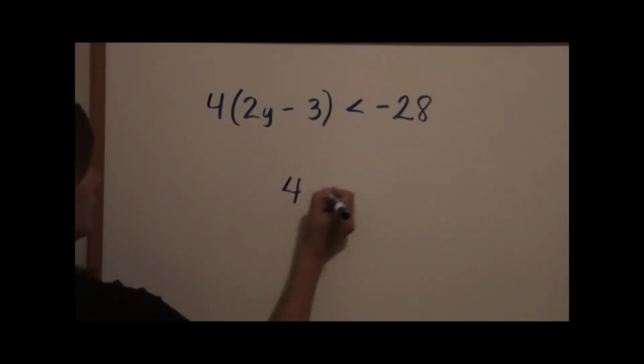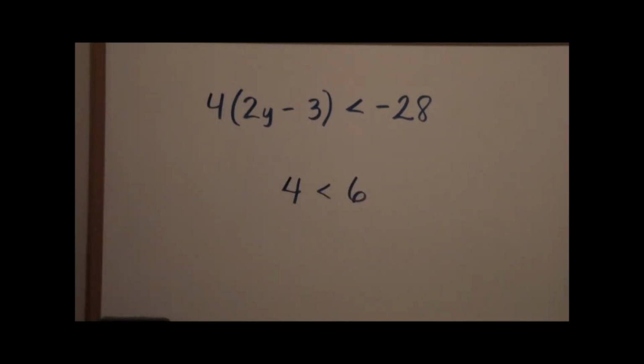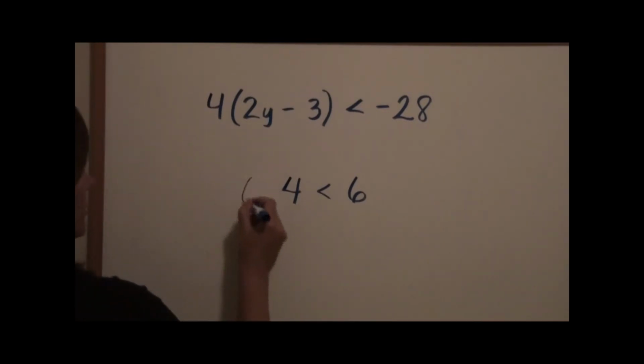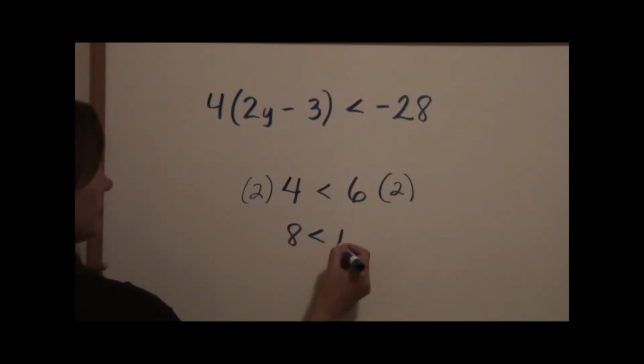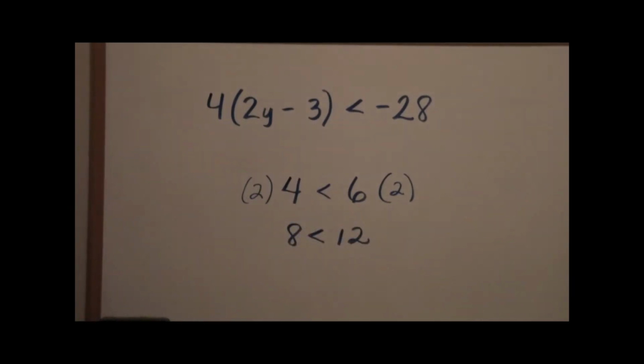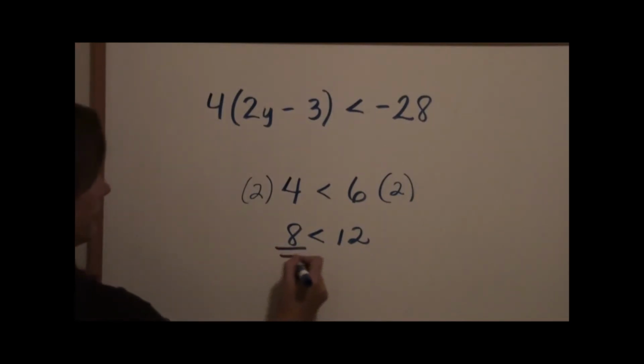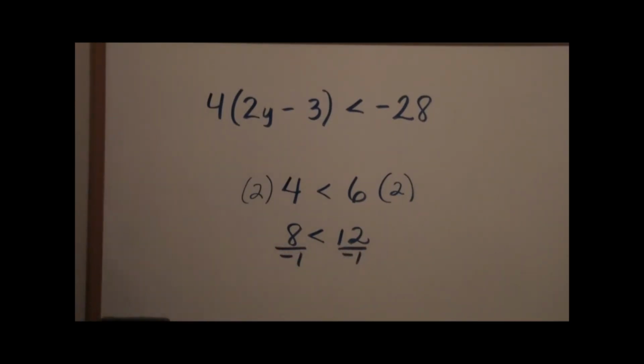If we have 4 is less than 6, we know that's a true statement. 4 is less than 6. If we multiply both sides by 2, we get 8 is less than 12. That's still a true statement. If we divide by a negative, let's say -1, we get -8 is less than -12. That's not a true statement. -12 is further left on the number line than -8. So -12 is less than -8.